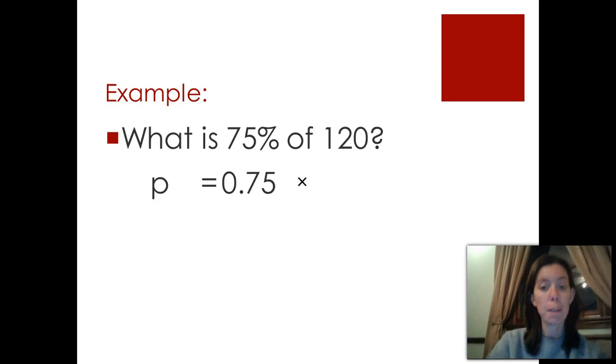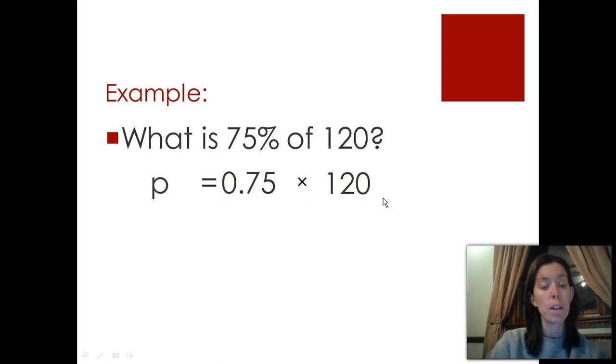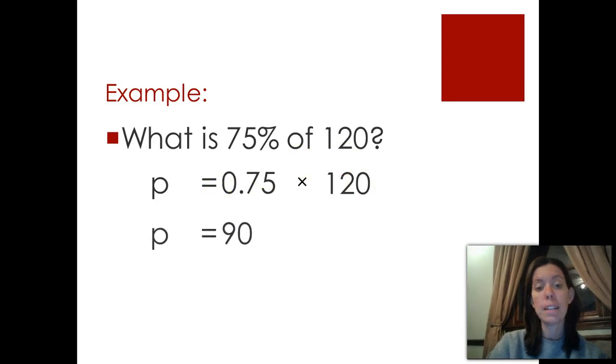Of means multiply. 120, I just carry that down. And so now here, I want to know what is 75% of 120. I can calculate that by just evaluating this expression, multiplying 0.75 times 120. And if you go ahead and do that, you see the right-hand side simplifies to 90. So 90 is 75% of 120.